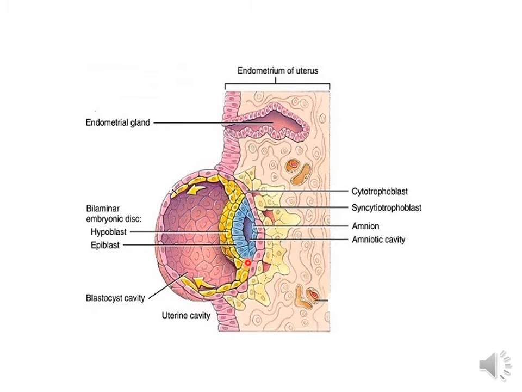This figure shows the earlier stage of development, where there is the germ disc composed of two layers, epiblast and hypoblast, the amnion cavity, the yolk sac cavity, and this is the endometrium, where this embryo is embedded or implanted. Okay, this is the blastocyst cavity, and as I said, this is the bilaminar germ disc. It's composed of two layers.